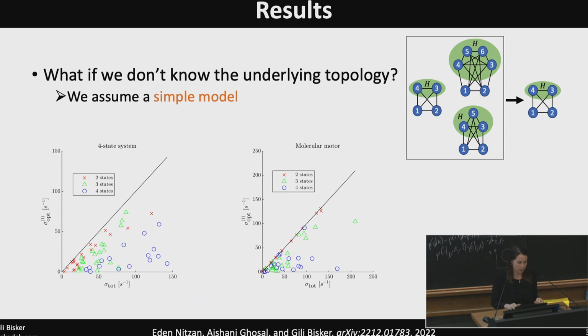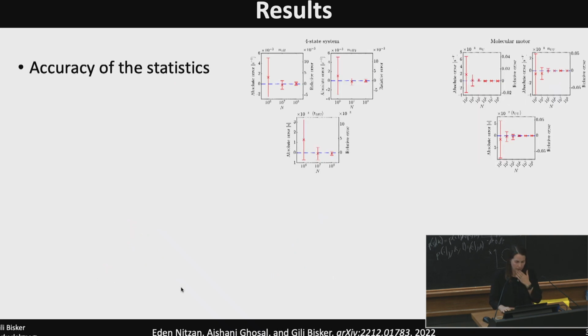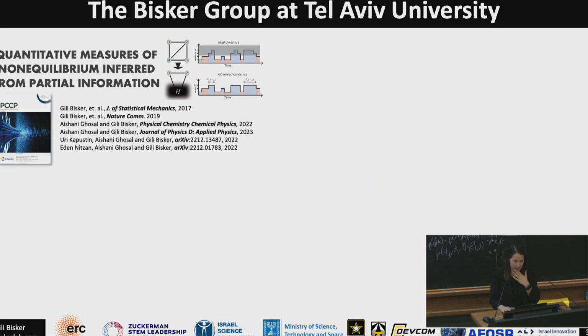So here you can see results for both the 4-state system and the molecular motor system, and I'm plotting the result of our bound, the sigma opt 1, versus the total entropy production, and you can see that it is always a lower bound. I'm plotting different markers for 2 states, 3 states, and 4 states. Okay, I will skip that.